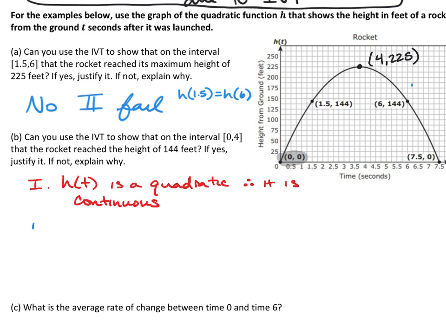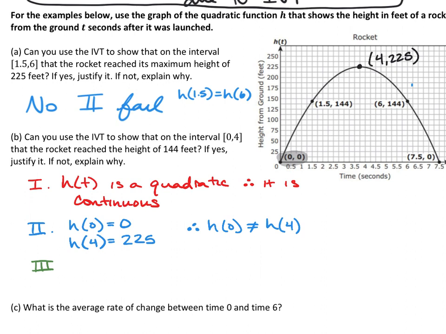Part 2 is supposed to talk about the beginning and the end values. So I need to know what h of 0 is. Well, what's h of 0? 0. And then I need to know h of 4, which is 225. Are those the same number? No, therefore, h of 0 does not equal h of 4. So we can keep going.